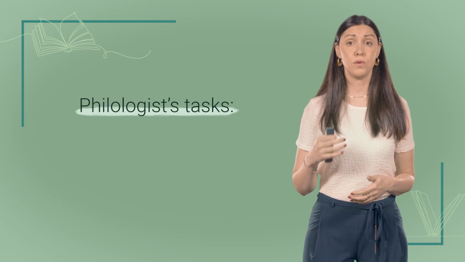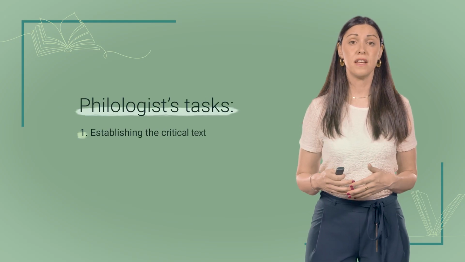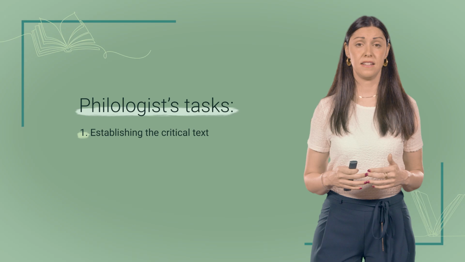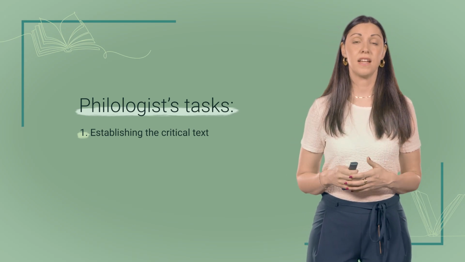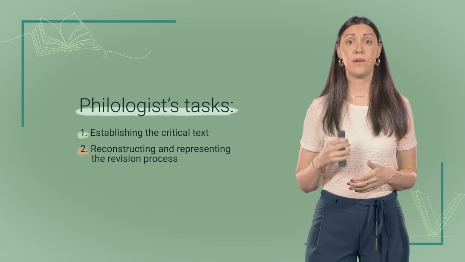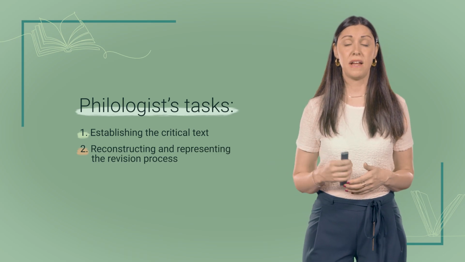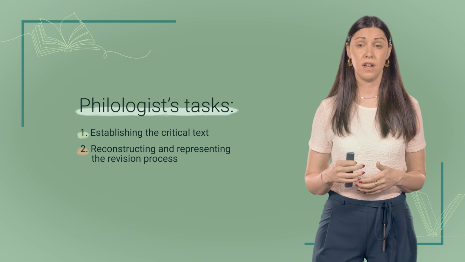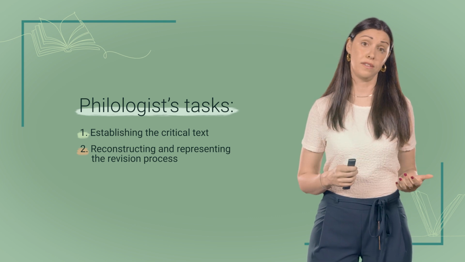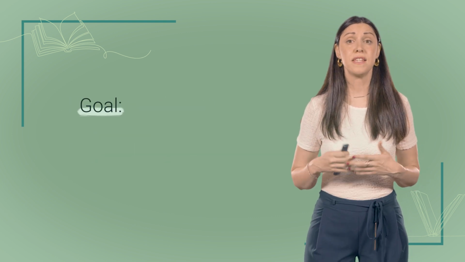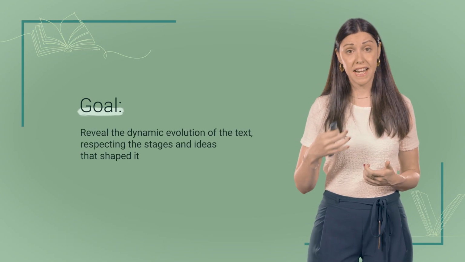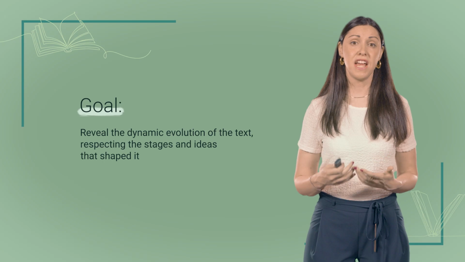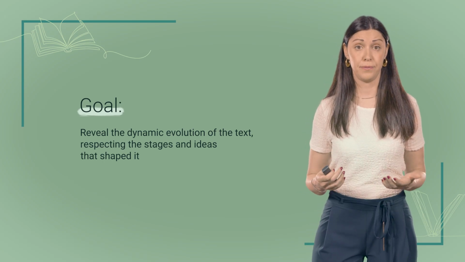From a methodological point of view, the philologist has two main tasks. First, they must establish the critical text, that is, choose the version that will appear in the main body of the edition. Second, they must reconstruct and represent the revision process, documenting and visualizing the changes, whether they are orthographed or not. The goal is not simply to present a clean, readable text, but also to reveal its dynamic evolution, respecting the stages and the ideas that shaped it.